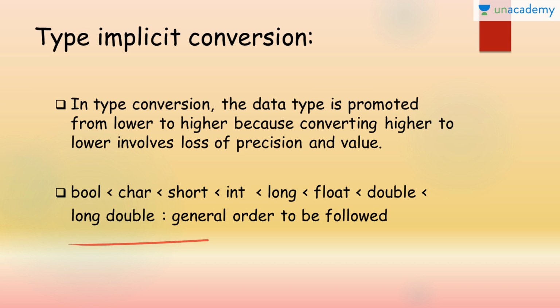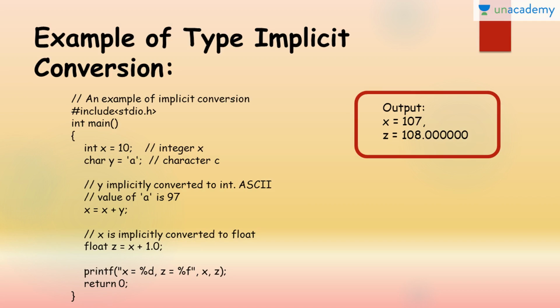It is possible for implicit conversions to lose information, signs can be lost, and overflow can also occur. So we will see an example of implicit conversion here.